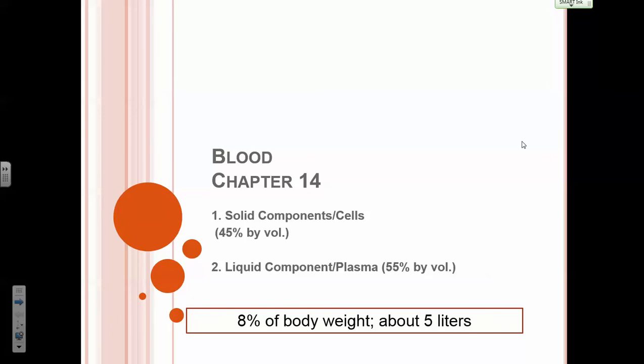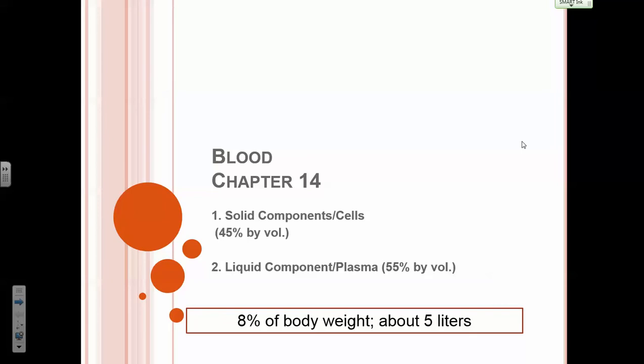So, today we're going to focus a lot on the components, what's in blood. And then next time, if we don't finish that part of it, we'll finish that and then go into some of the processes that occur within blood, like blood clotting and what are blood types, things like that.